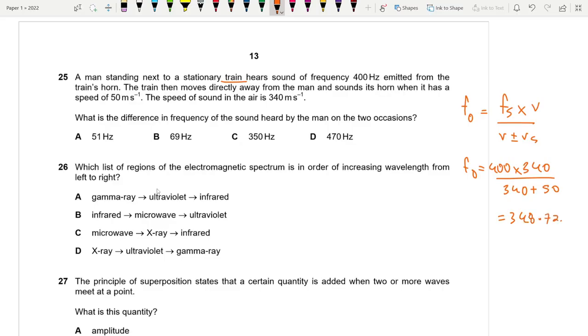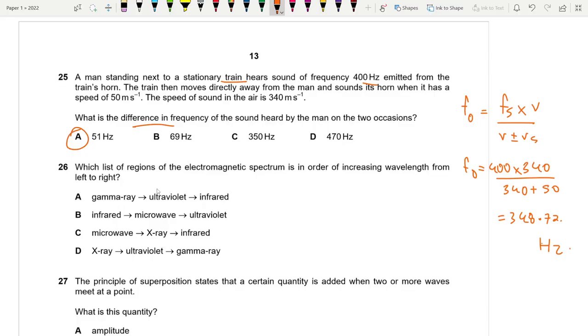348.72. So guys, basically this is the new frequency, and what was the old one? It was 400. So what's the difference between these two instances? That's what they want, the difference. It's actually 51 hertz. Yeah, 25 is A.